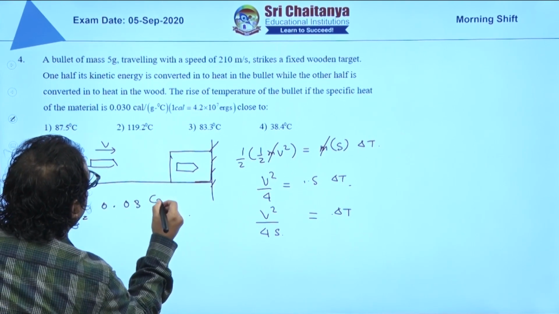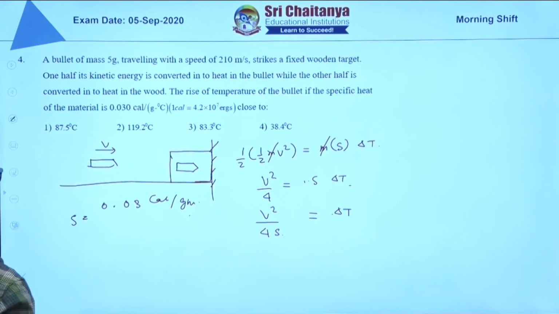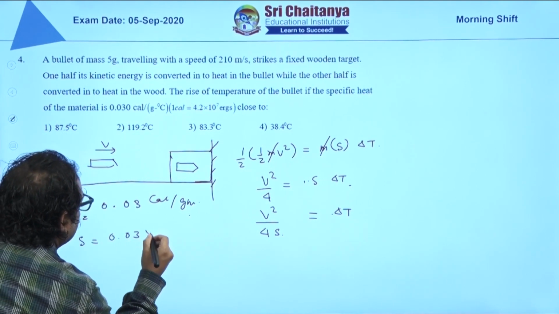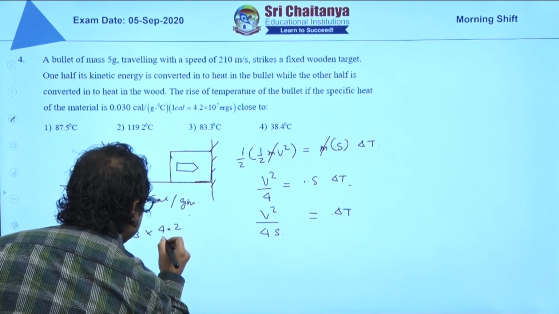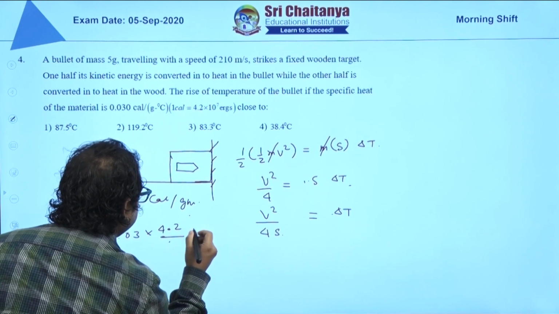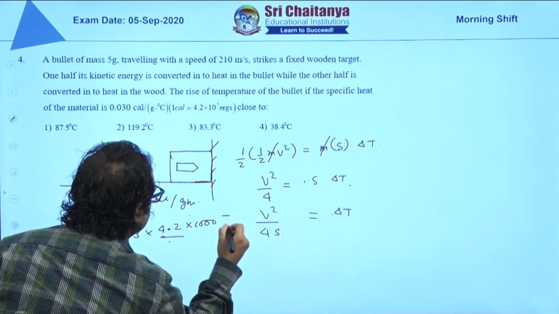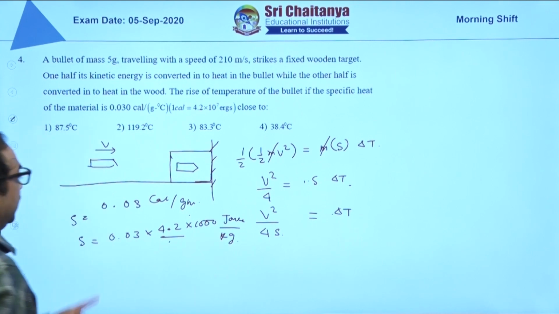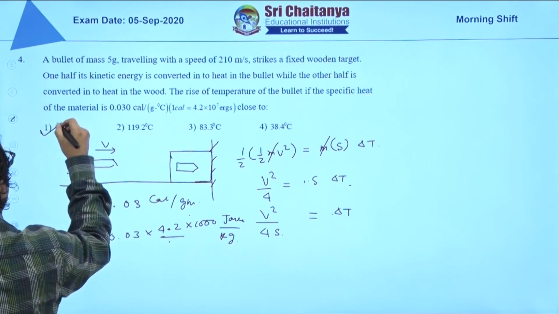0.03 calorie per gram. So, if you try to convert into SI unit, S value will be equal to 0.03 into 4.2 joules, and when we are calculating for kilogram, so we have to multiply 1000. So, unit is joule per kilogram. Once you put this value, velocity already given, we get the answer as 87.5. This one you will get the answer.